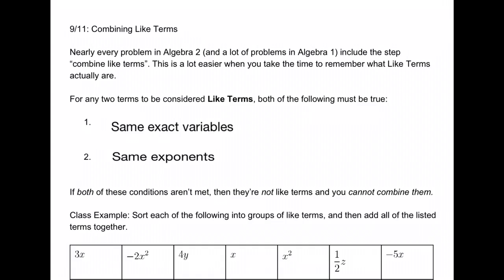For any two terms to be considered like terms, both of the following must be true. They have the same exact variables and the same exponents. If both of these conditions aren't met, then they're not like terms and you cannot combine them.